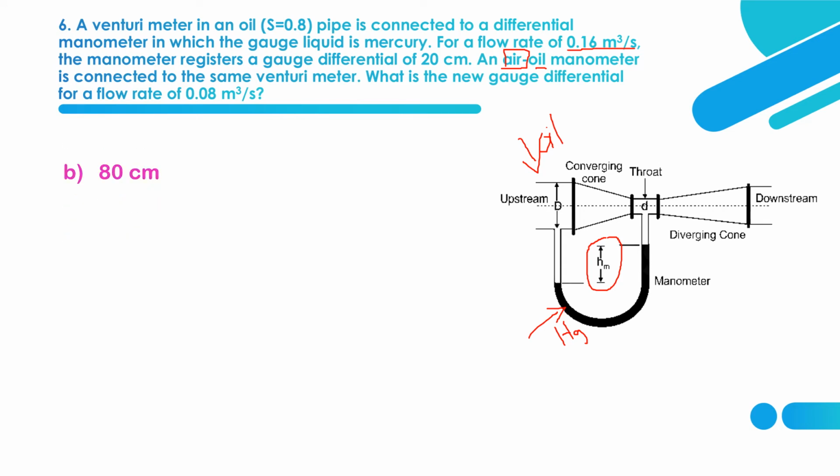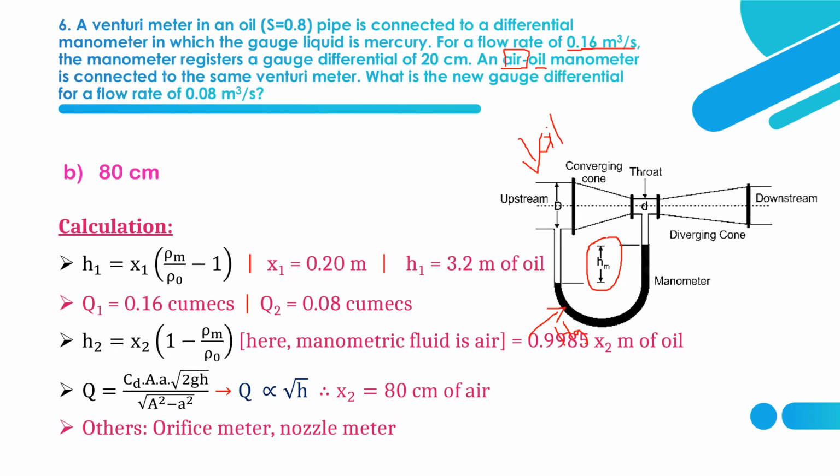Option B is the correct one, 80 centimeter. Now let's see how it's calculated. First we have to find the head of oil in the oil mercury Venturimeter, we have to find the head in terms of oil. So how to find that? H is given by x into rho m by rho naught minus 1. This formula was studied in one of the previous questions.